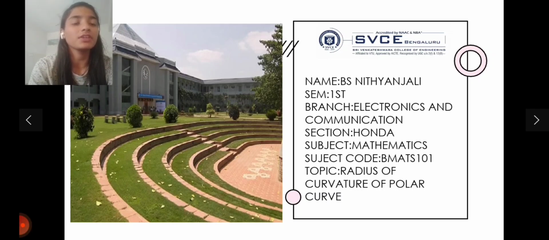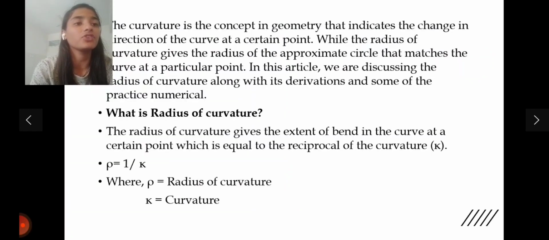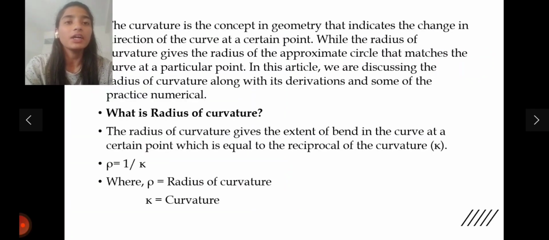Subject is Mathematics and Areas of curvature of polar curves. The curvature is the concept in geometry that indicates the change in direction of the curve at a certain point, while the radius of curvature gives the radius of the approximate circle that matches the curve at a particular point. In this article, we are discussing the radius of curvature along with its derivations and some practice numericals.